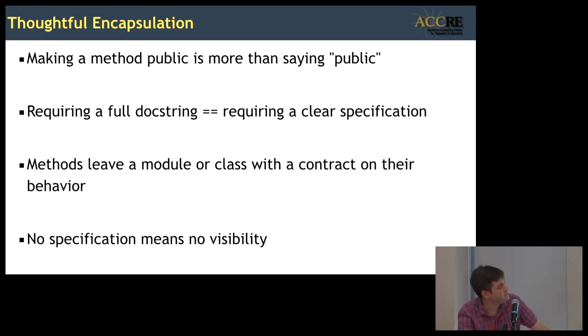So anything leaving its own environment that can be called throughout your software library or application has a contract on its behavior. And if it's not fully specified, that means it has no visibility outside the behavior. I think this really improves code. And I think it's improved my code when I force myself to write a real comprehensive docstring like anything that I'm going to call outside of a module.